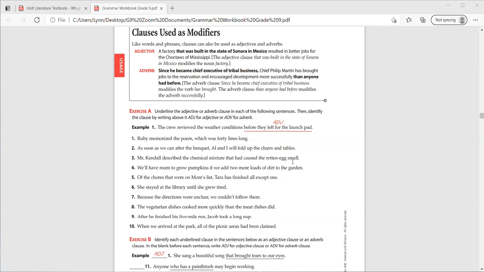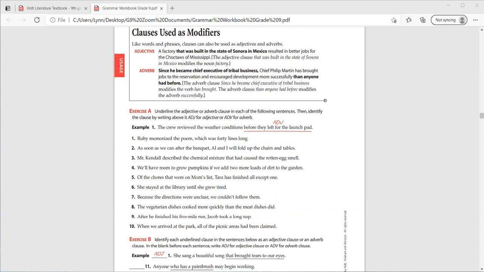And finally: the guide spoke slowly enough to be understood. The infinitive phrase to be understood acts as an adverb that modifies the adverb enough. All right, next we're going to clauses. Clauses used as modifiers. Like words and phrases, clauses can also be used as adjectives and adverbs.